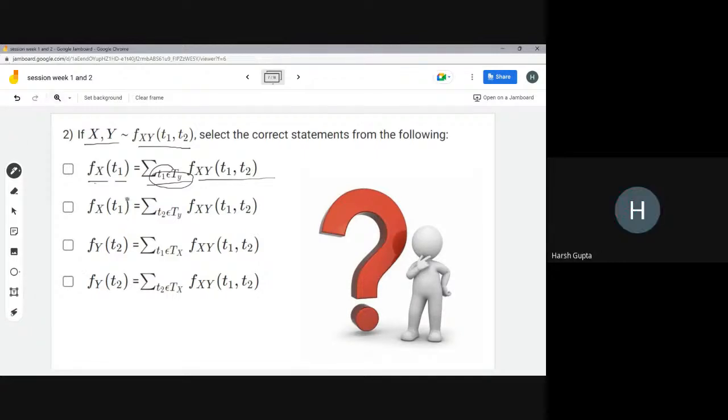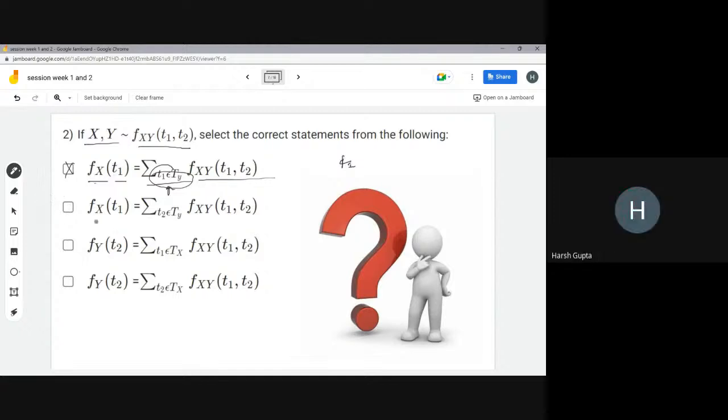Yes, sir. Now we'll check the first question. First option: this is f of x, t1. We are checking the joint probability for the first variable t1. I said just before, when we are finding the marginal probability of any variable, we will go up to the range of the second variable. Here we go to the range of the same variable, so this is not correct. Am I right? Yes.